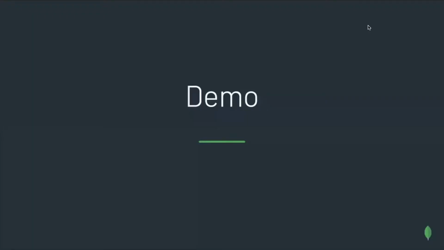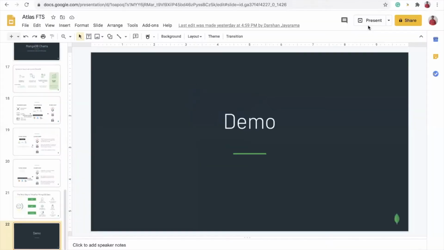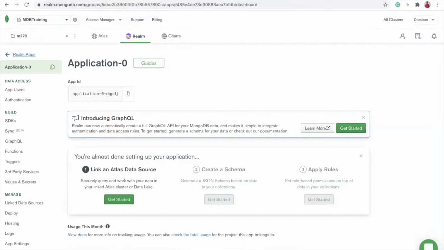Okay then, let's move to the demo part. In order to see Charts in real action, we should have an Atlas cluster that we have already created. Here, Atlas and Realm, and then we have a tab called Charts. I will be clicking on the Charts tab. It will take me to the Charts window.